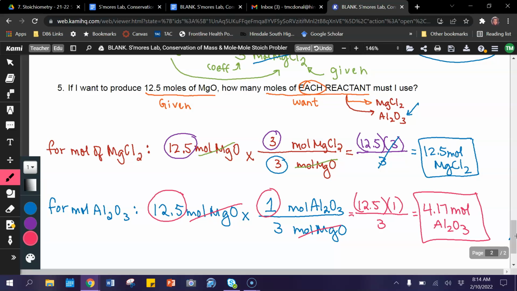So what do these two answers mean? That means that in order for me to produce 12.5 moles of magnesium oxide, I need to react 12.5 moles of magnesium chloride with 4.17 moles of aluminum oxide.